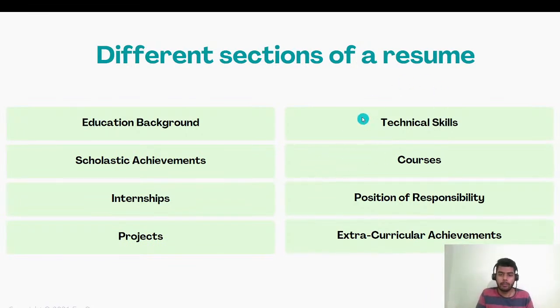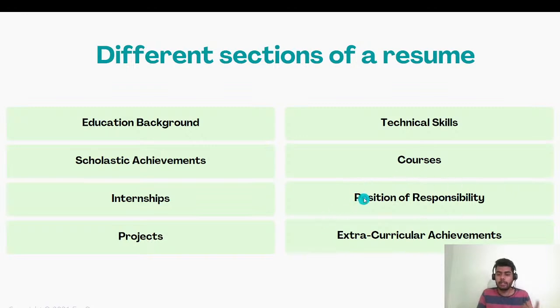So the next important section is technical skills. Technical skills may include programming languages, different tools, MS Office that you know, and we will discuss each and everything separately. Then you have academic courses. Courses means either academic courses or online courses.